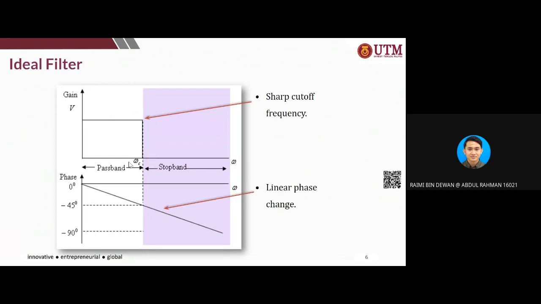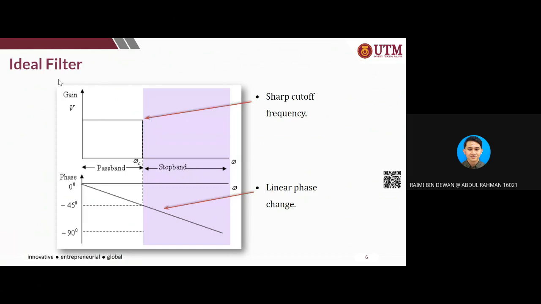Any omega that is below this omega C will be allowed to pass through. So the range at which the signal is allowed to pass through, we call it the pass band. Any frequency greater than omega C, the range of frequencies that is not allowed to pass through, falls within this stop band.